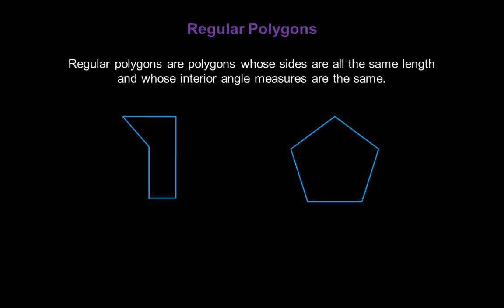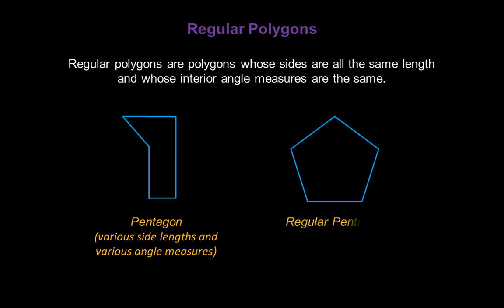Finally, let's talk about something called regular polygons. Regular polygons are polygons whose sides are all the same length and whose interior angle measures are all the same as well. The figure on the left is just a pentagon. It's a five-sided figure with various side lengths and various angle measures.